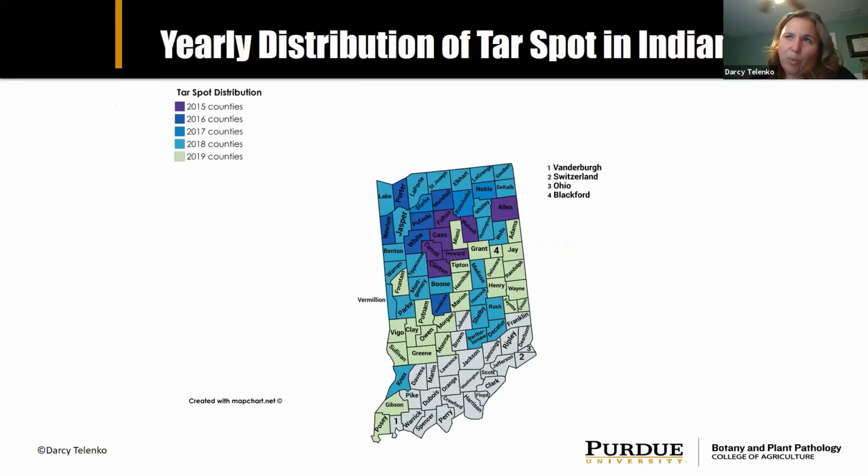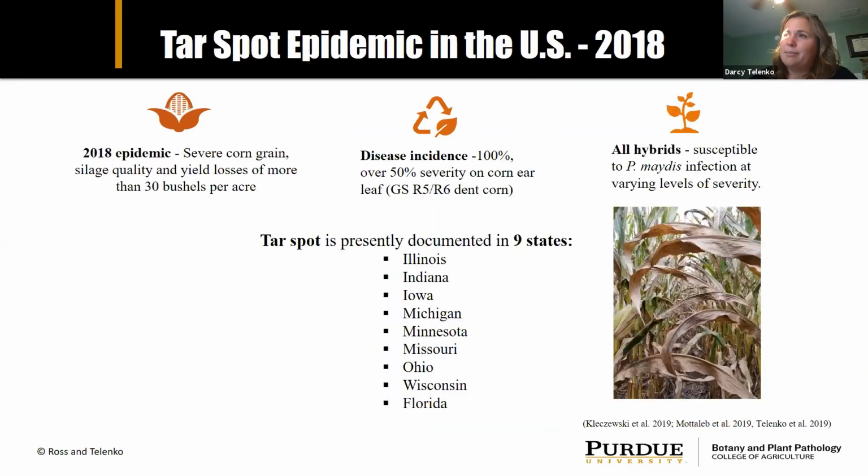We've found it since 2015. So it was here in 2015 through 2017. And then 2018 is when we got hit, where we had the right environmental conditions that just caused it to blow up in the northern part of the state. And then we continued to scout for it the rest of 2019. In the 2018 epidemic, we estimate about 30 bushels per acre were lost.